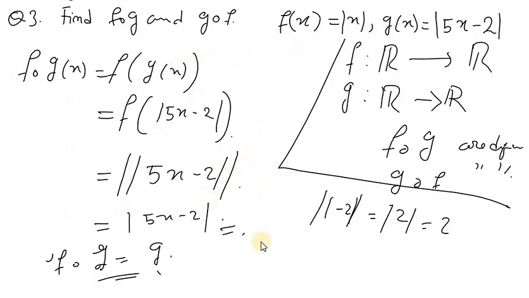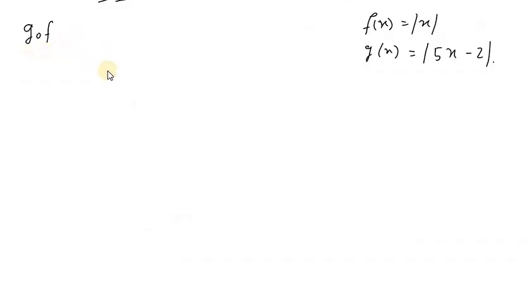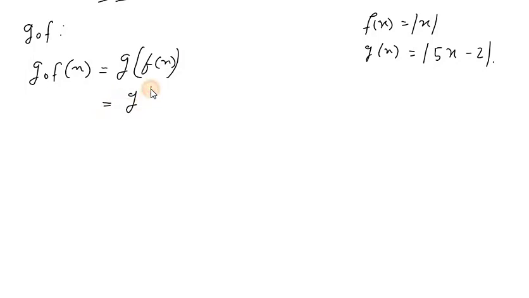Okay, so similarly we will do the next one, g of f of x. Let me do it for you. So this is what we need to find. You start with g of f of x. By the definition, this is g of f of x, and f of x here is absolute value of x. So we write this as g of absolute value of x.